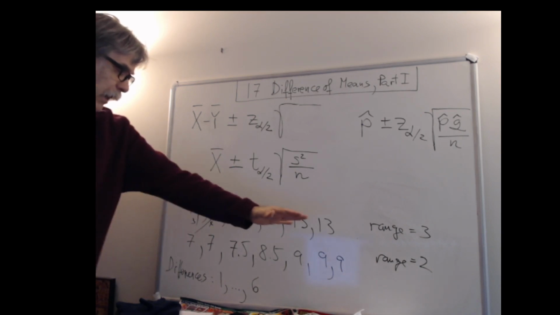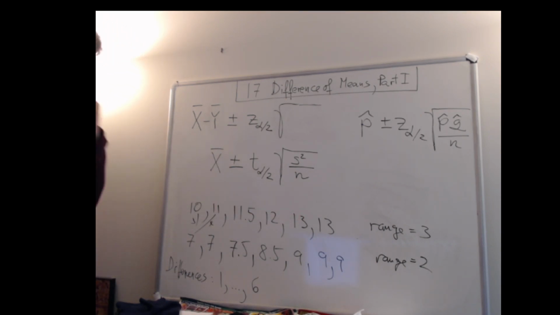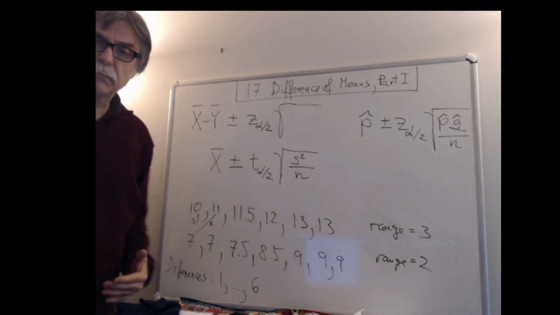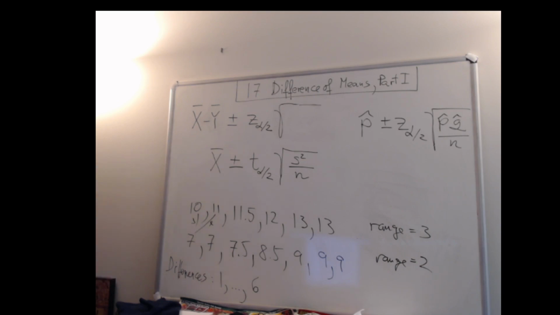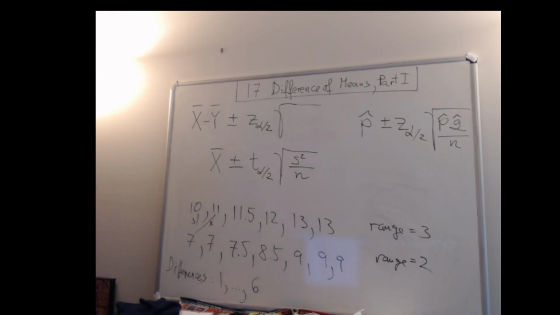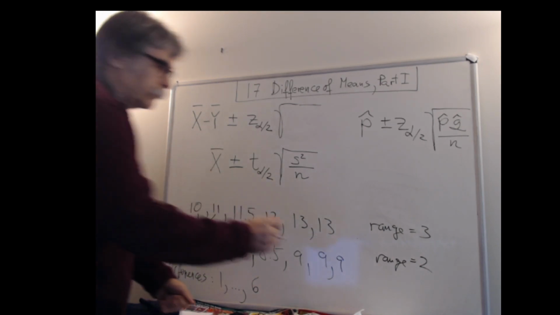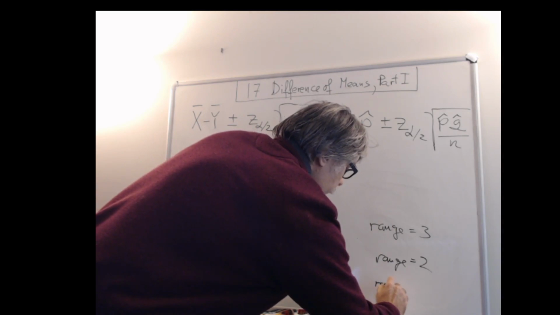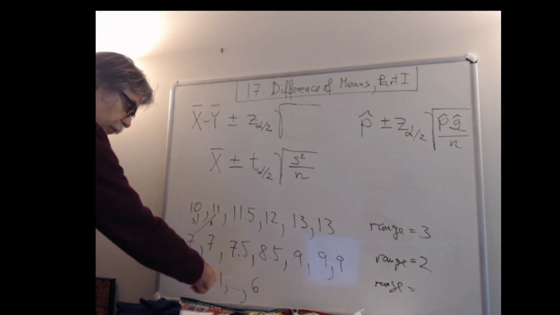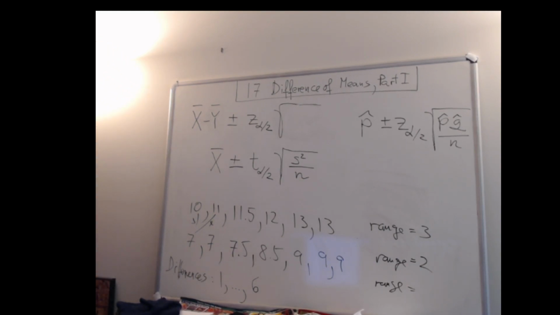42 of them. You have 6 male shoe sizes, 7 female shoe sizes. You pair them all, you'll find 42 pairs, and the smallest difference you'd find would be 1. The biggest difference you would find would be 6. So the range of differences is from 1 to 6, which is 5.